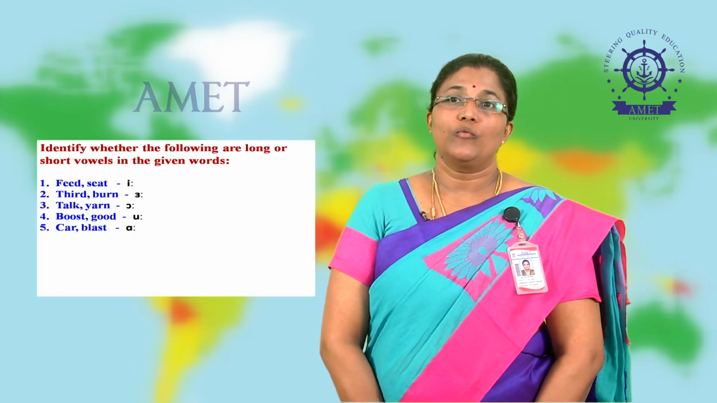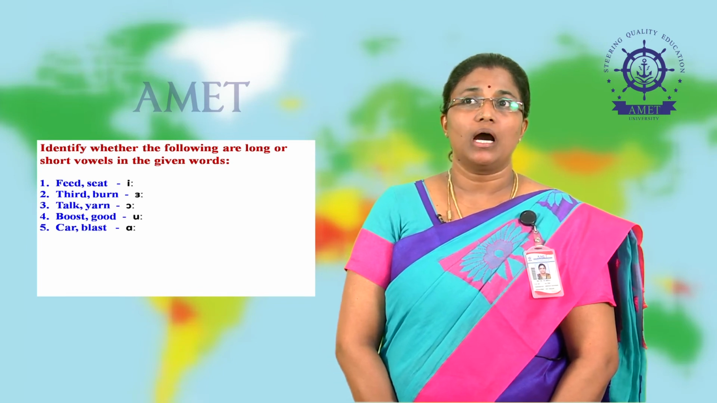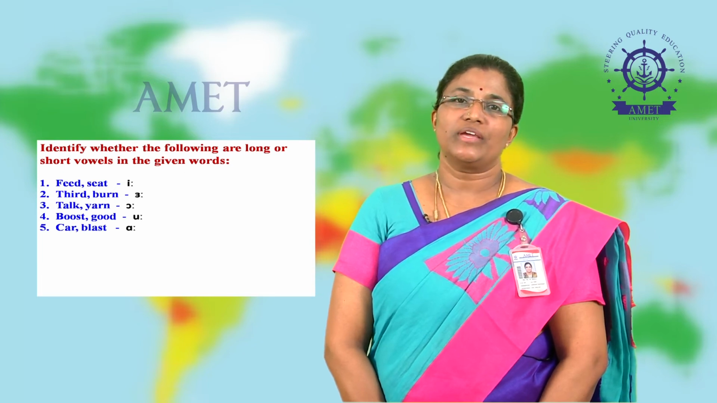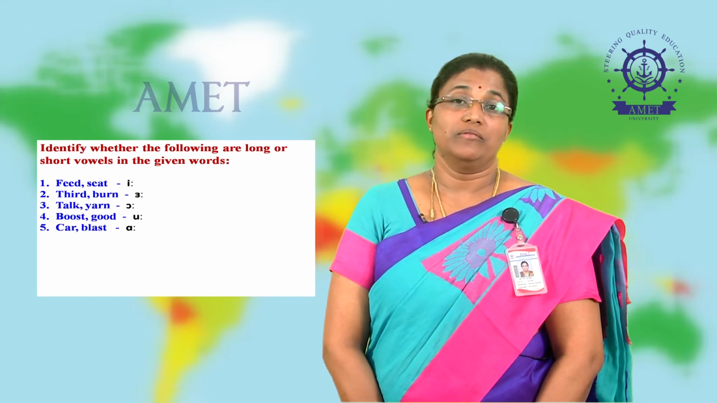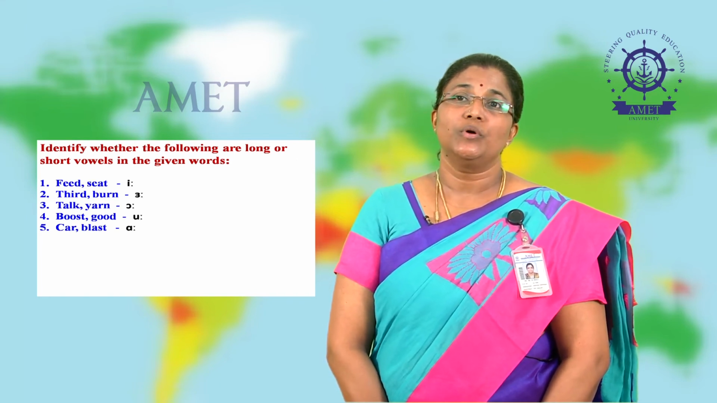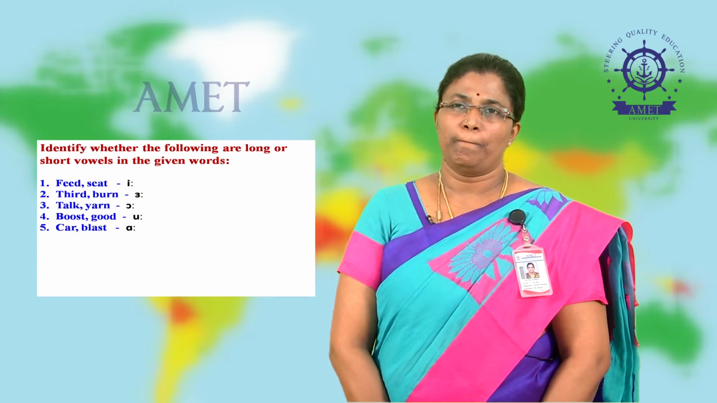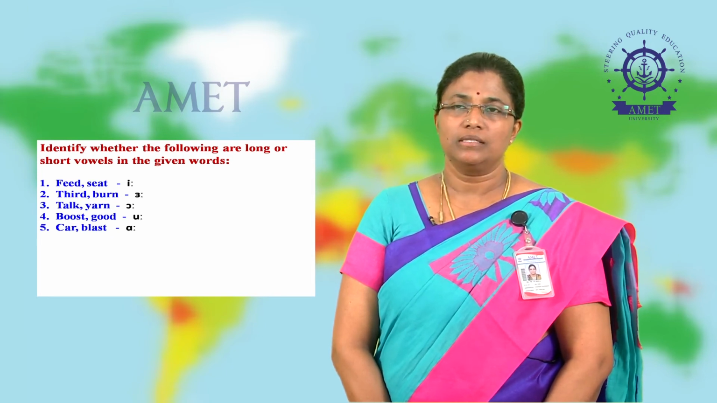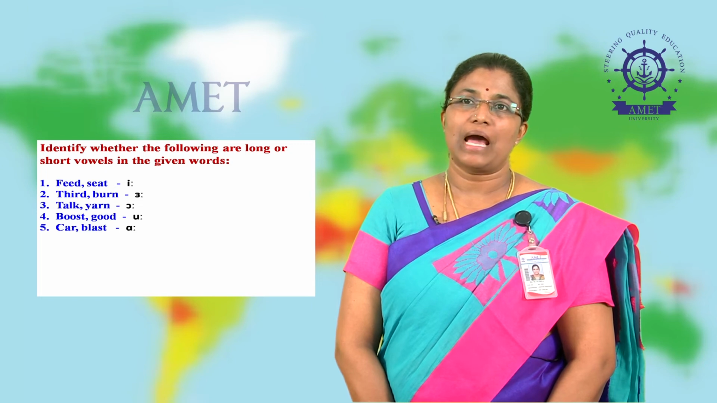Now, we move on to the exercise. Identify whether the following are long or short vowels in the given words. So far we have learnt short e, short u, long u. Now, it is time to identify whether it is a long sound or a short sound. The words are feed, seat, third, burn, talk, yawn, boost, good, car, blast.